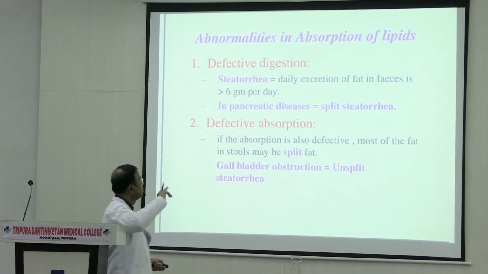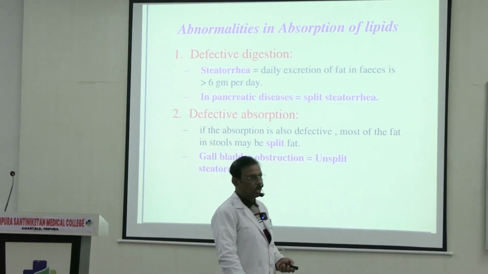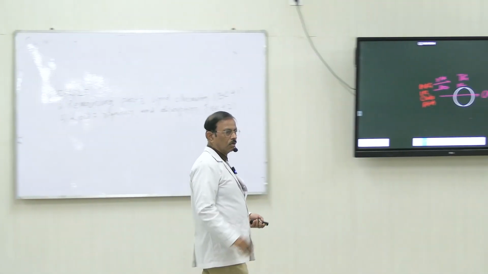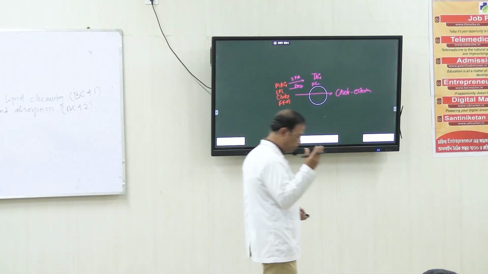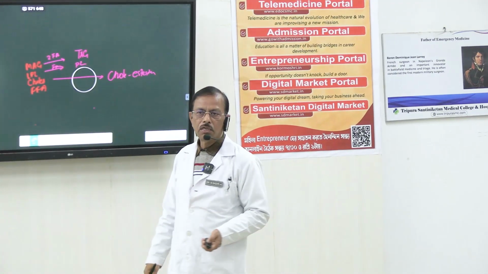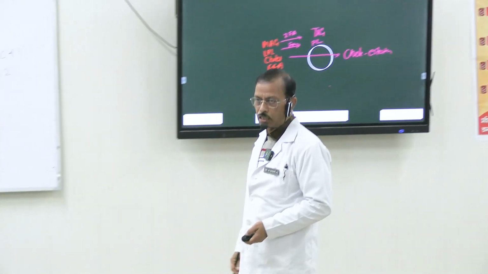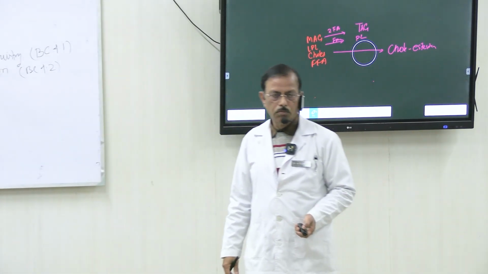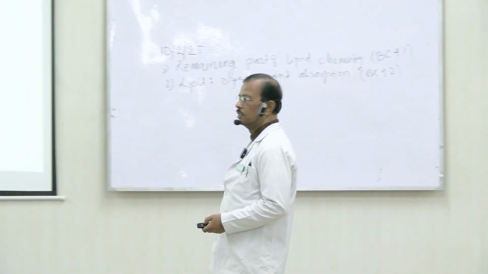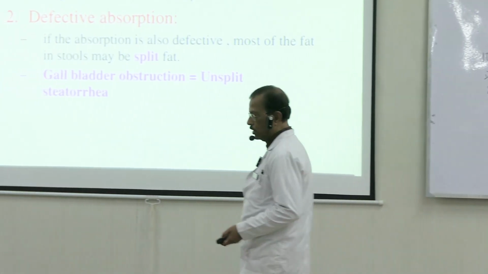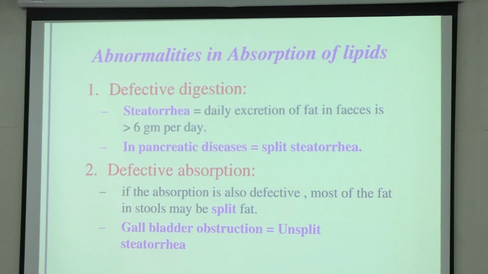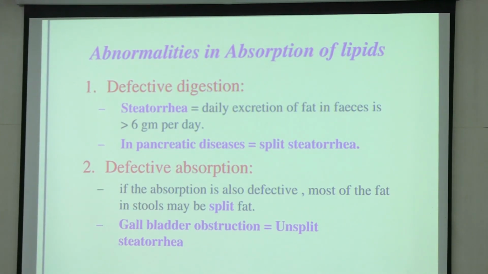Abnormalities: defective digestion, steatorrhea. Steatorrhea means passing of lipid in the stool. When there are no bile salts, as in liver disease, emulsification is not complete, so there is defective digestion and excessive fat is passed in the stool. Then pancreatic disease: there will be inadequate synthesis of pancreatic lipases and other lipases, so there will be steatorrhea.